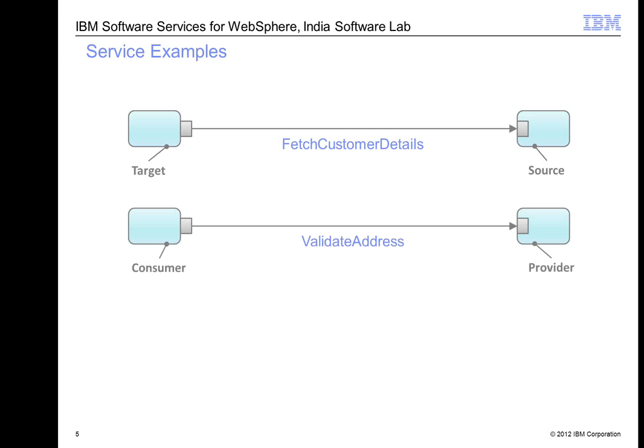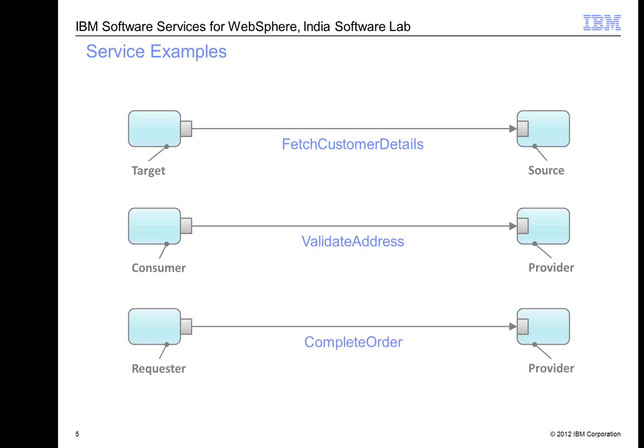Another example is validate address. The system on the right side is exposing this service. The system has some capabilities which can help us validate the address. As you can imagine, when you call this service, you would have to provide the address as part of the input parameters. And in the response, you would typically get a confirmation whether the address is valid or invalid.